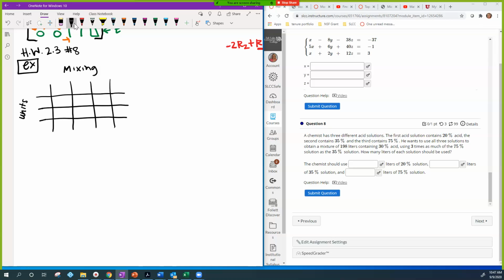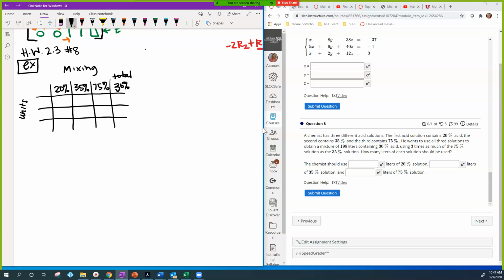So what are the things we're mixing? Well, we're mixing a 20% solution, a 35% solution, and a 75% solution, and we want to end up with a 30% solution. So that's what my total needs to be, a 30%. So this brings me to the point when we're looking at the bottom here. The 3 things that I'm trying to find are how many liters of the 20%, how many liters of the 35%, and how many liters of the 75% solution. So that's what I'm going to call my X, Y, and Z.